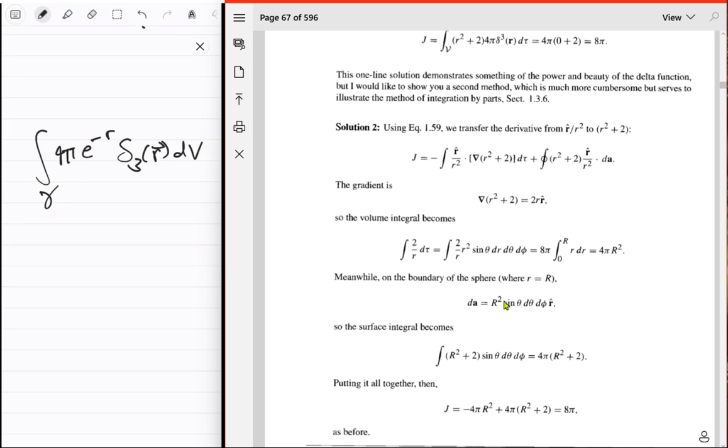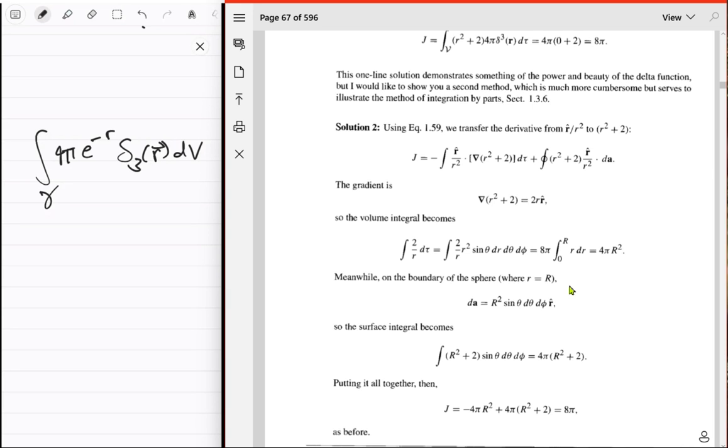Okay, 2 upon r d tau. So then you can convert this to spherical coordinates. Still very weird though. Drawing of the formula of the surface where R is equal to capital R, dA is equal to R squared sin theta d theta d phi R vector. So the surface integral becomes this thing.